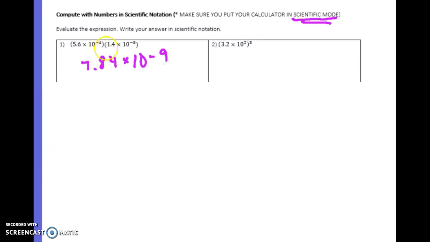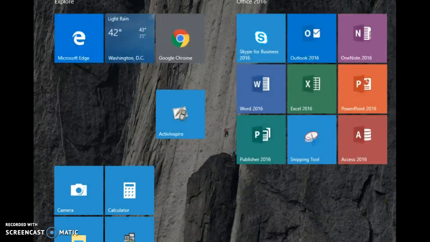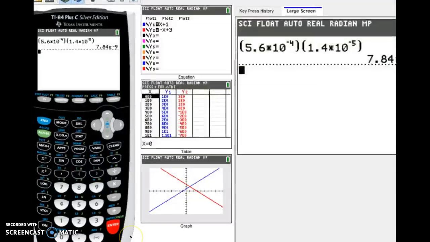So notice we have the same base here with the tens. If we added the exponent, we would get negative 9. 5.6 times 1.4 is 7.84, so it works that way. Now if I look at number 2, let's go back to the calculator for number 2, and make sure we can do that.